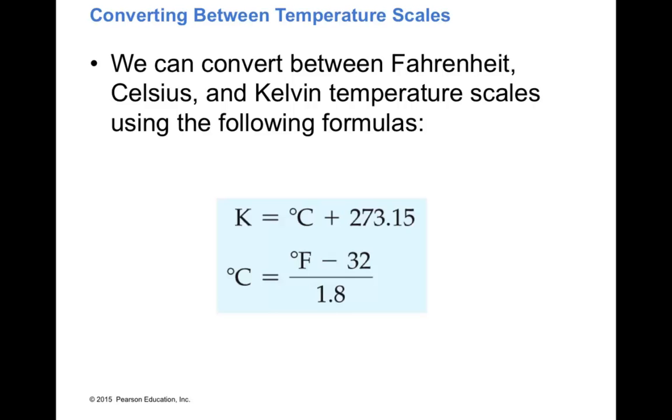We can convert between the Fahrenheit, Celsius, and Kelvin temperature scales using the following formulas. So by using these formulas, you can calculate basically from degrees Celsius to Kelvin, or degrees Fahrenheit to degrees Celsius.